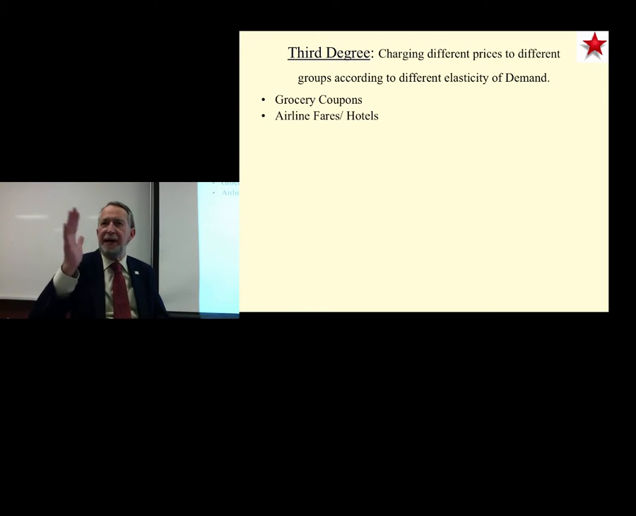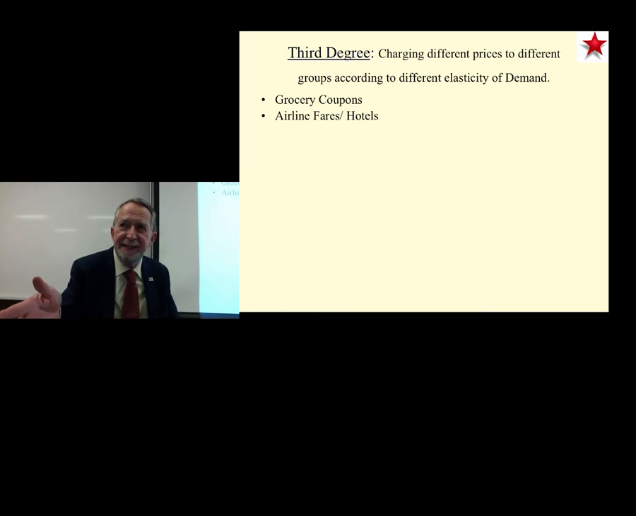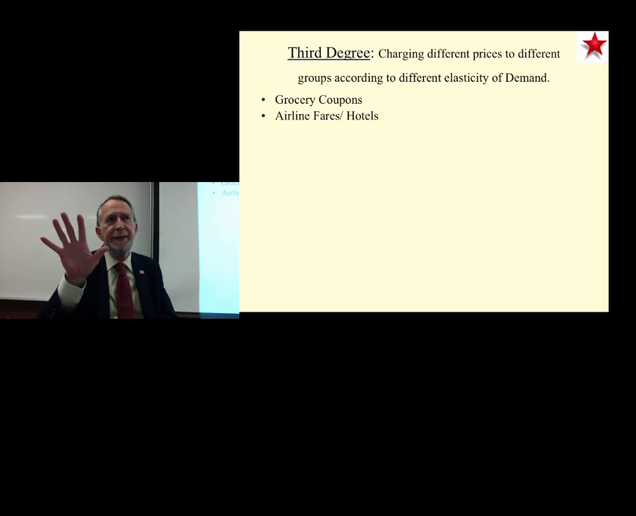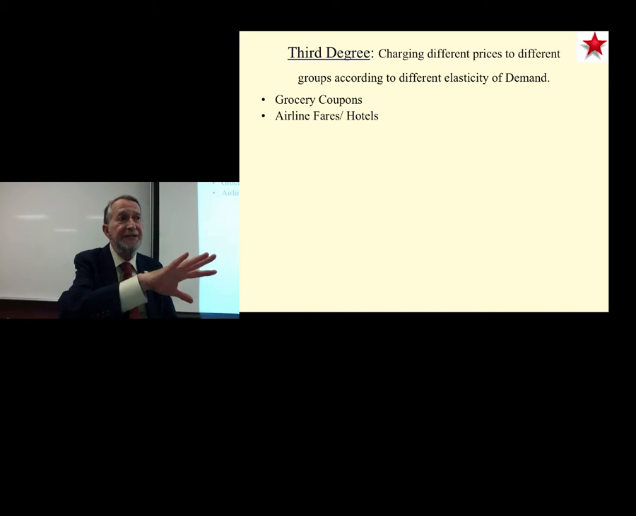Airlines charge totally different fares for the exact same seat. How do you get the lower fare? You buy it when? In advance. Who are the two kinds of flyers? Business and families. Good. Or vacation or that kind of thing.